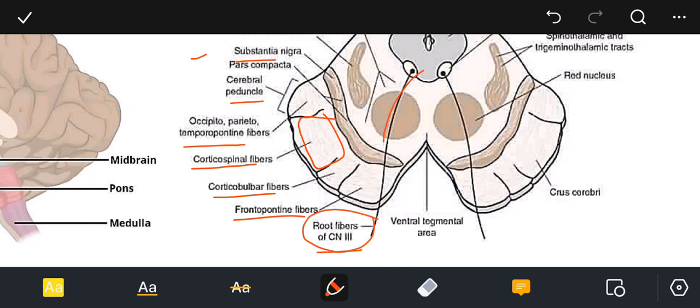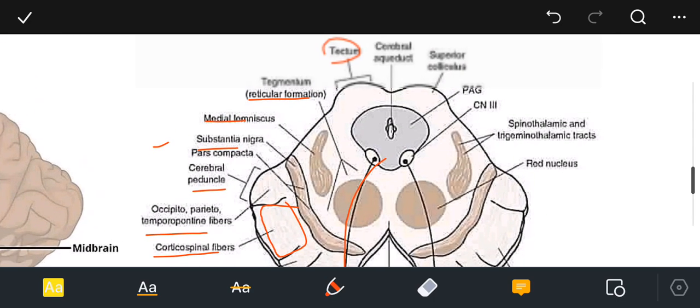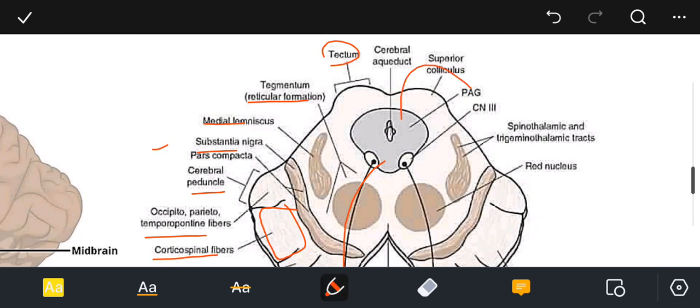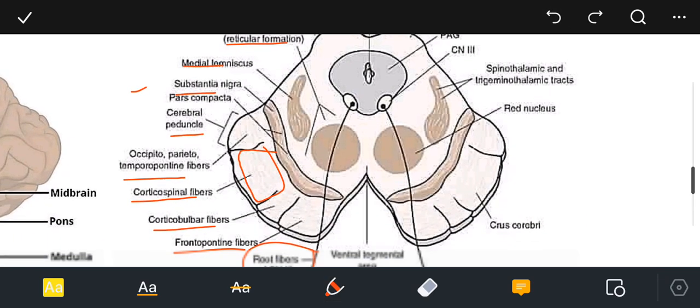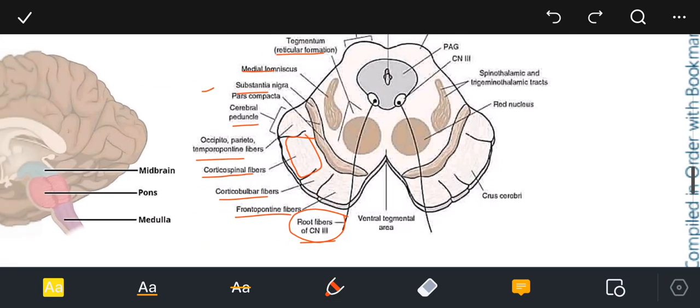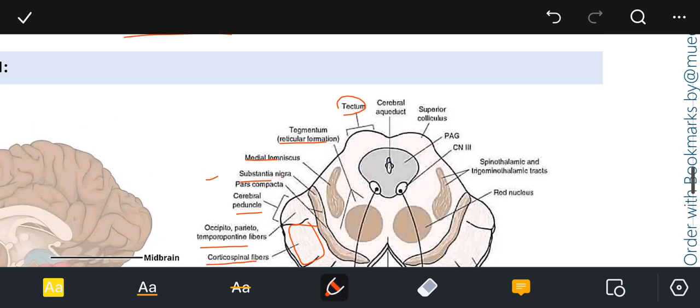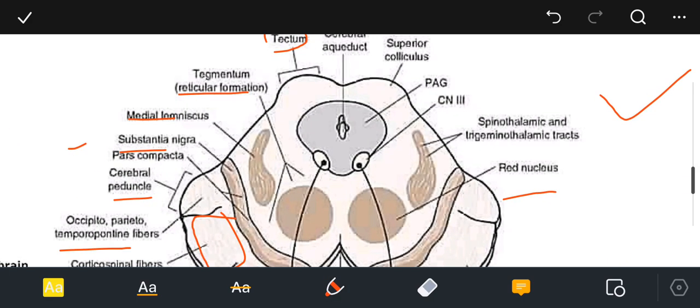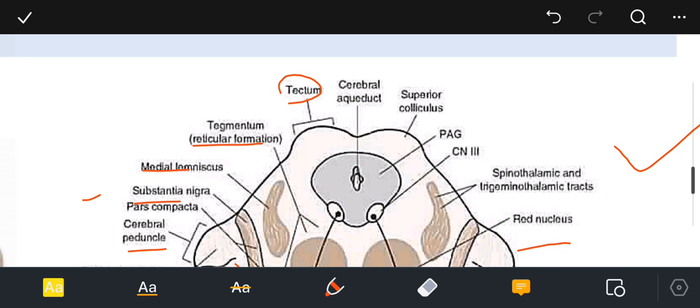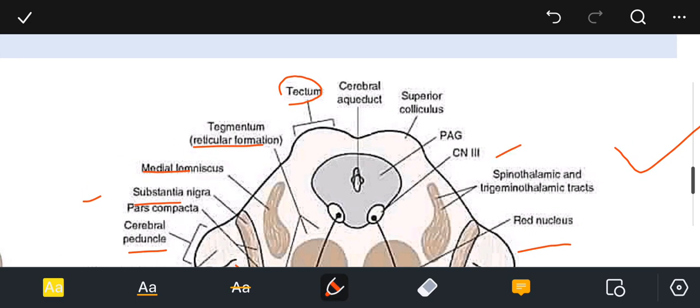Cranial nerve 3 emerges anteriorly, while the cranial nerve 4 comes like this. So cranial nerve 4 is the only cranial nerve that comes from the back side of the brainstem. Then we have the ventral tegmental area. This is the ventral tegmental area. Then crus cerebri, the red nucleus is this thing. Then we have the spinothalamic and the trigeminothalamic tract. The cranial nerve 3, and then we have the PAG.